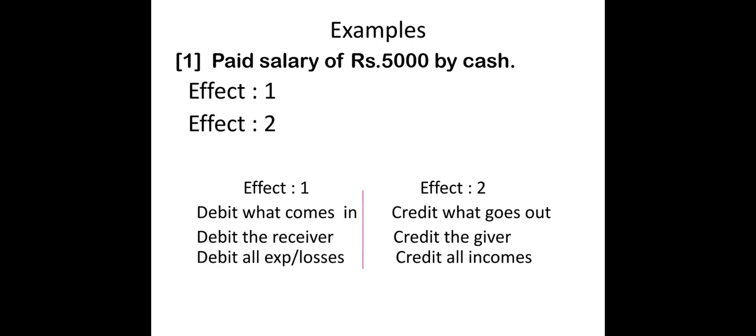Now first let's start with debit what comes in. Is there anything that comes in the business, students, in this transaction? No. So debit what comes in cannot be applied here. Rule out, forget that. Focus on the second now. Debit the receiver. Is there the name of any person in this sentence? No. There is no one who can be called a receiver.